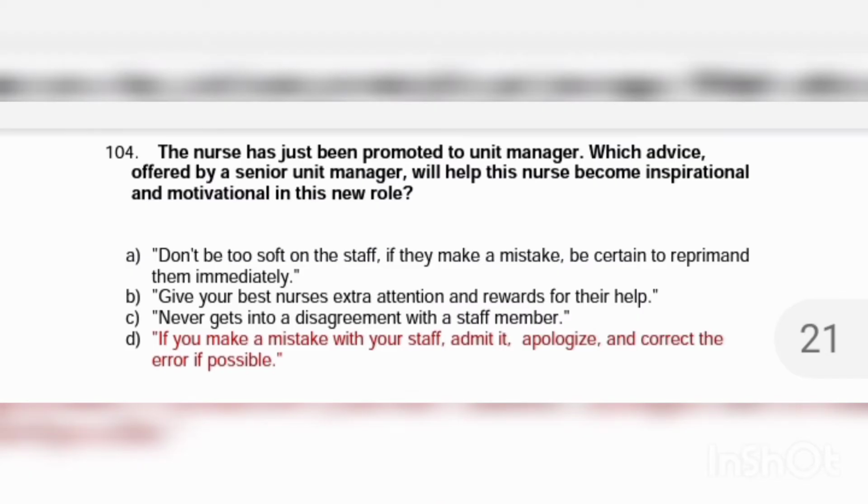CBT Sample Questions. Question number 1. The nurse has been promoted to unit manager. Which advice offered by a senior unit manager will help this nurse become inspirational and motivational in this new role?